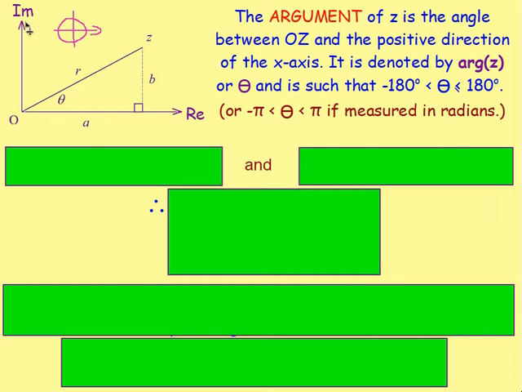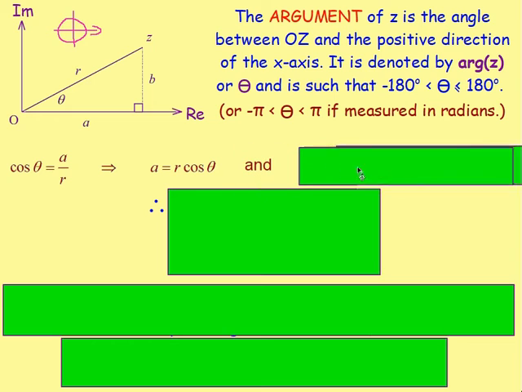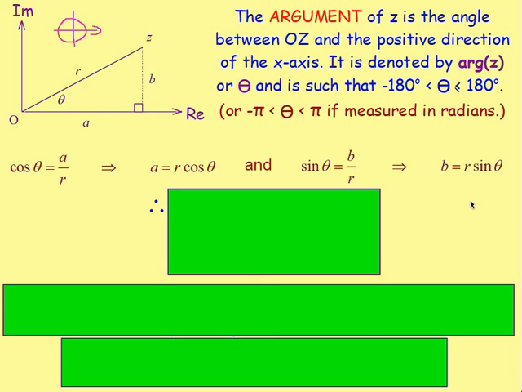Note here with our real and imaginary axes, you can have cos theta. Cos theta would be equal to what? A over r. Perfect, so cos theta equals a over r. If you rearrange that, multiply both sides by r, you will have a equals r cos theta. And what would sine theta be equal to? B over r. Brilliant, so sine theta equals b over r, and if you multiply both sides by r, b equals r sine theta.